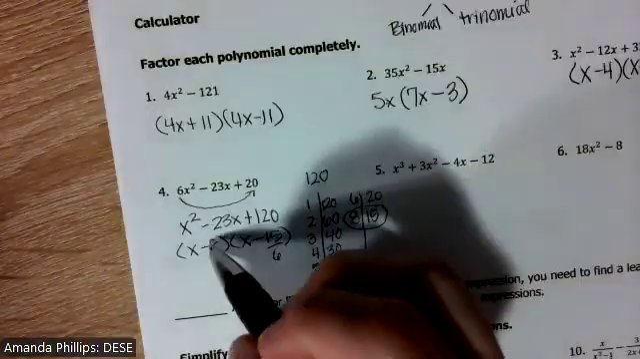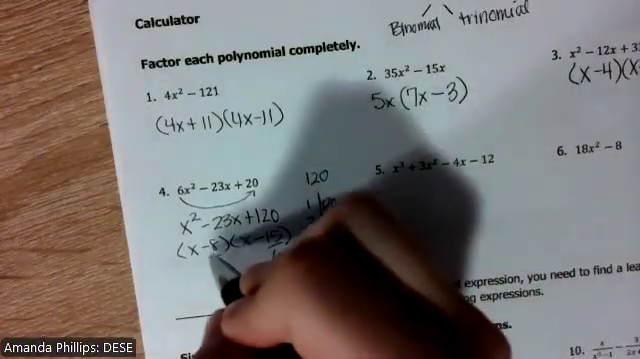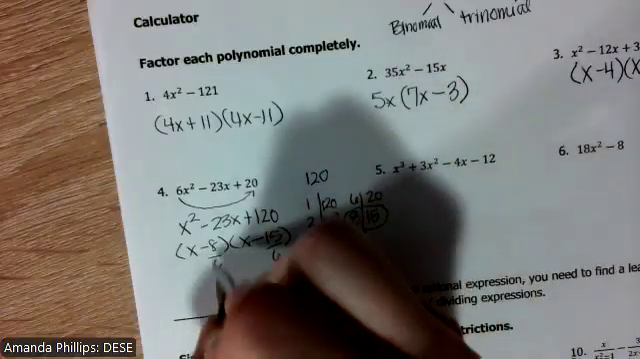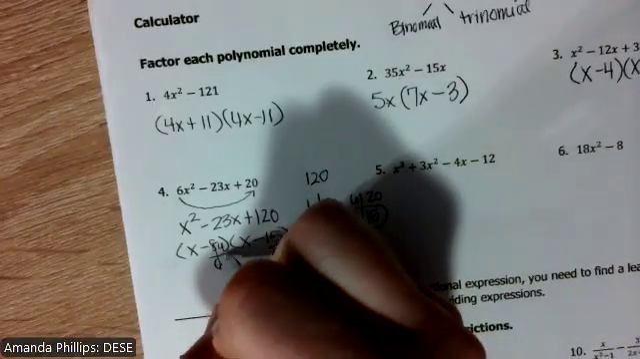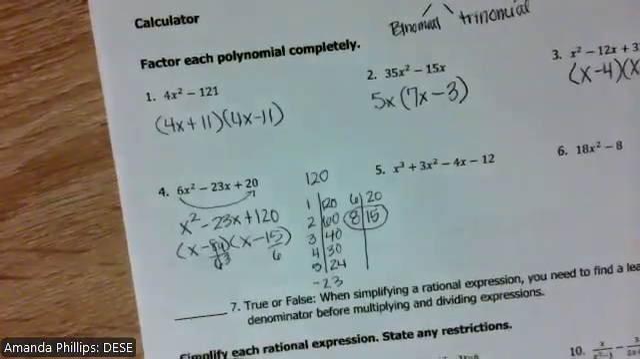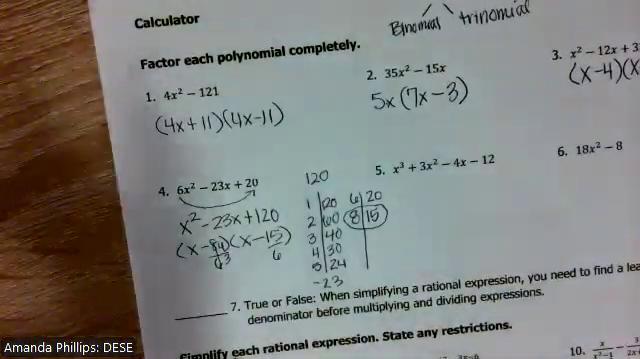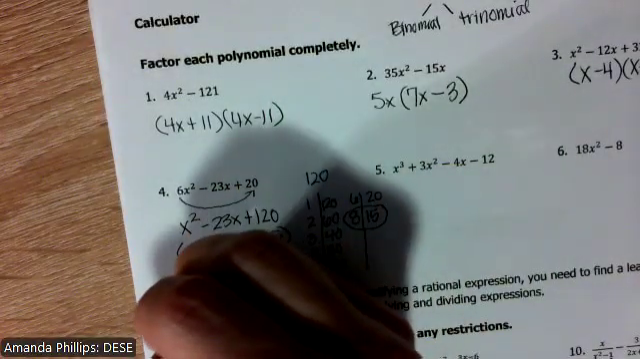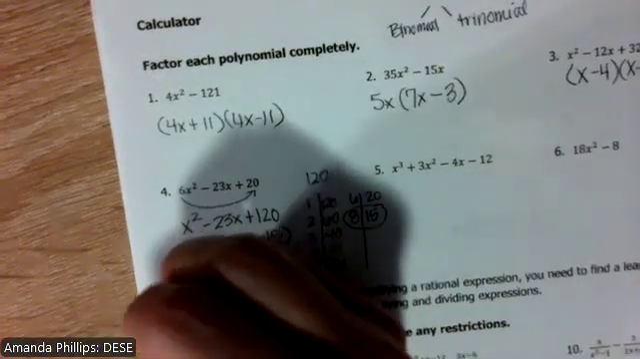Okay, so let's reduce this if we can. 8 divided by 6 reduces by 2, and that would be 4 over 3. But remember, we do not like to have fractions in our factoring like that, so we bring the 3 out to the front, and so we're going to say this is 3x minus 4.